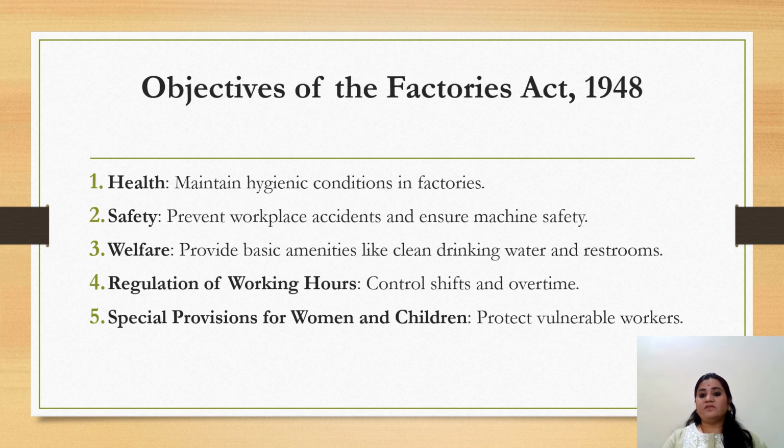Then there are various objectives of this Act, the Factory Act 1948. First is health. It ensures factories maintain cleanliness and hygiene, preventing health hazards. Then we have safety, which implements measures to prevent accidents and injury from machinery or unsafe practices. Then we have welfare, which mandates facilities like drinking water, restrooms, and canteens to improve workers' quality of life. Then we have working hours, which regulate shifts, hours, and overtime to prevent overexertion. Then we have special provisions, which protect women and children through specific restrictions and safeguards.